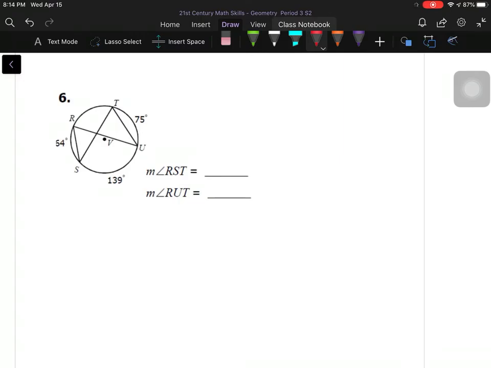Okay, the next one says the measure of RST and the measure of RUT. So RST and RUT, they intercept this arc. So again, I think it's 64 plus 139 plus 75 plus x has to equal 360. So I'm going to figure out what that arc measure is first. So 360 minus 64 minus 139 minus 75. That arc measure is 82 degrees. So if I take half of that, those would both be 41 degrees.